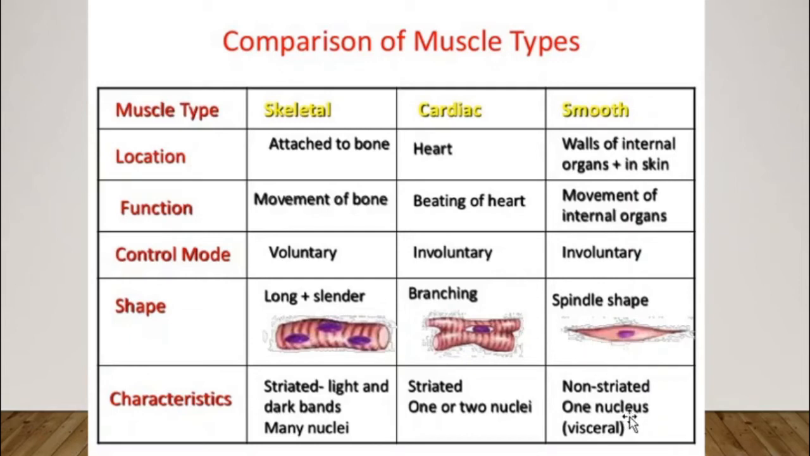Now, another characteristic of the smooth muscle is that it only has one nucleus per cell like the cardiac, but in terms of contraction, the contraction is very slow. And since the contraction is very slow, it is highly resistant to fatigue. So that's the difference between the skeletal, cardiac, and smooth.